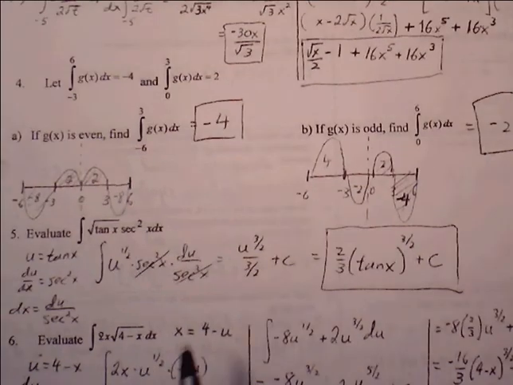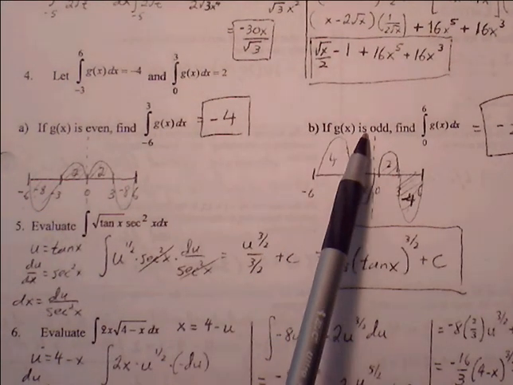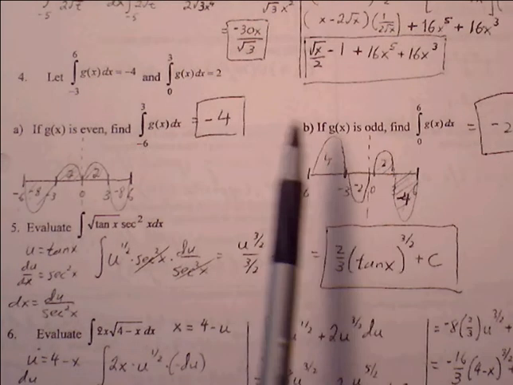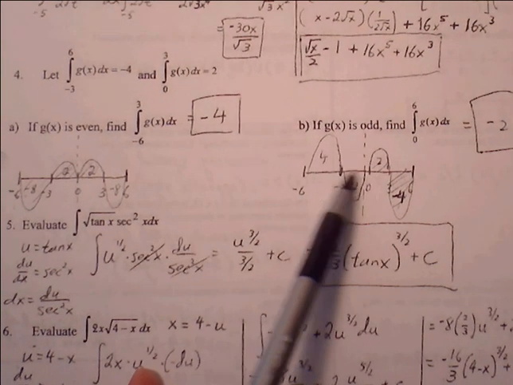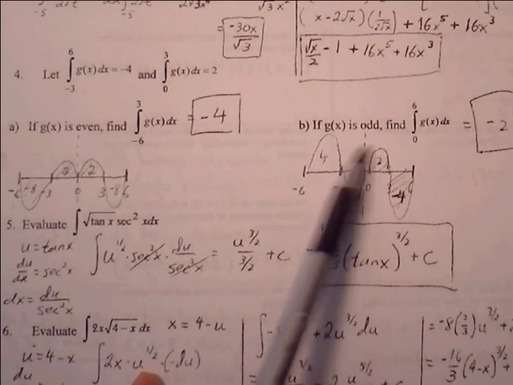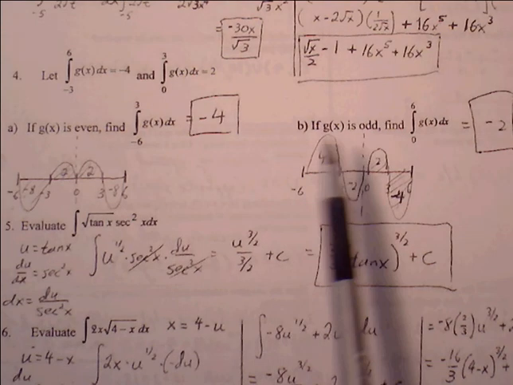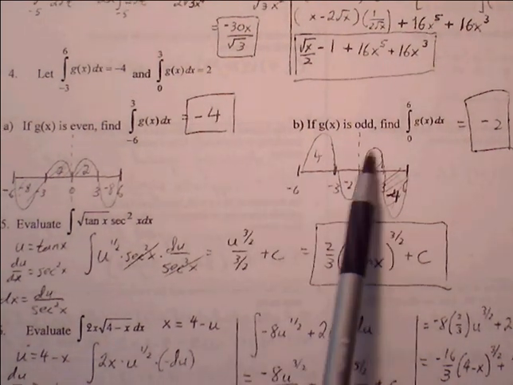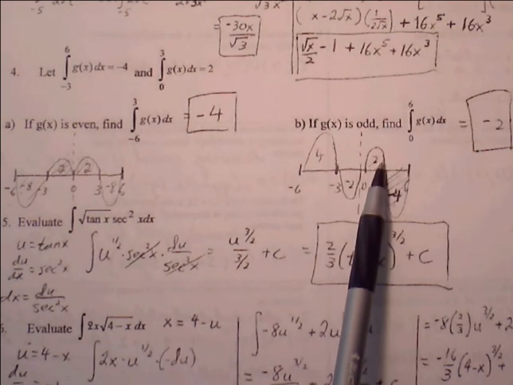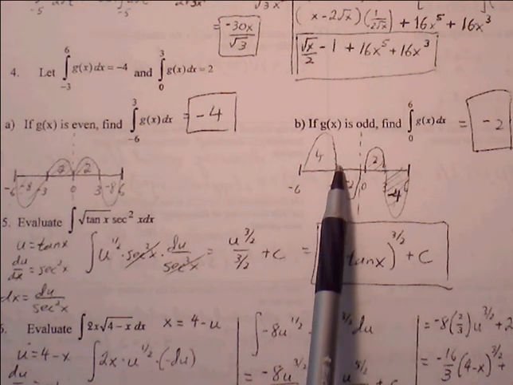All right, same scenario, but now we want the graph to be odd. So odd is going to be a function that is symmetrical about the origin. So basically, as long as we're the same distance from the origin, we're always going to have values that cancel out to 0. So again, we have from 0 to 3 is positive 2. So we know this portion is positive 2, and this is positive 2. Odd function has to cancel out from negative 3 to 3. So we need this portion to be negative 2.